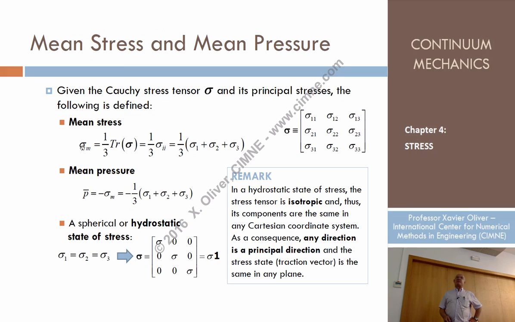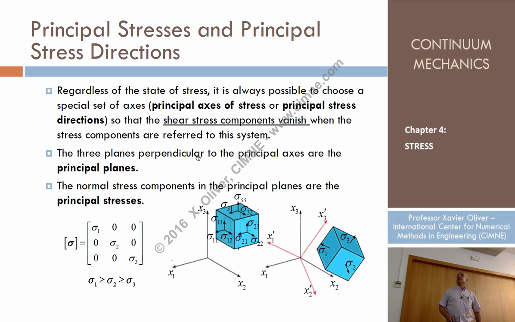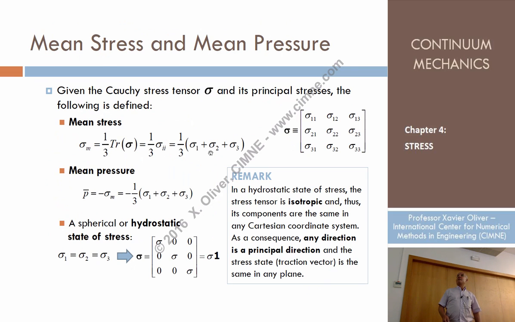That means that the mean stress is also an invariant, and the mean pressure is also an invariant. Something that doesn't depend on the system of coordinates which I am using. By the way, if I work in principal directions, the mean stress would be 1/3 of sigma 1, sigma 2, sigma 3. Otherwise it would be sigma x, sigma y, sigma z divided by 3, or sigma 1,1, sigma 2,2, sigma 3,3 divided by 3.